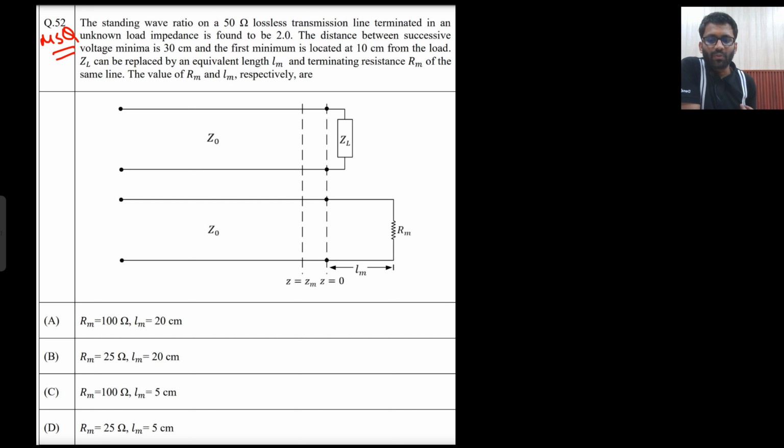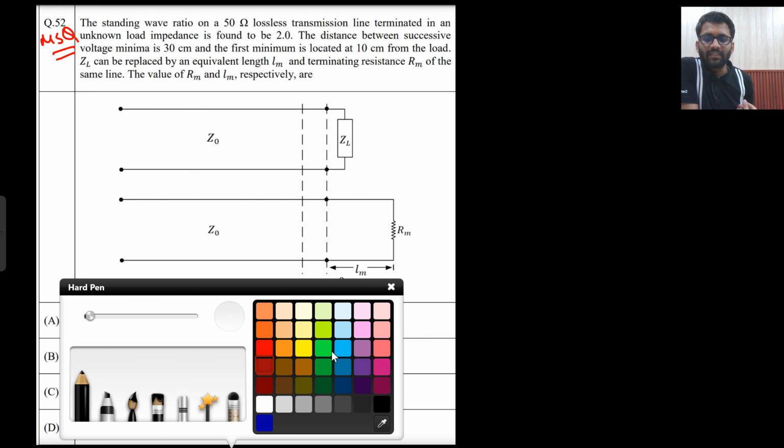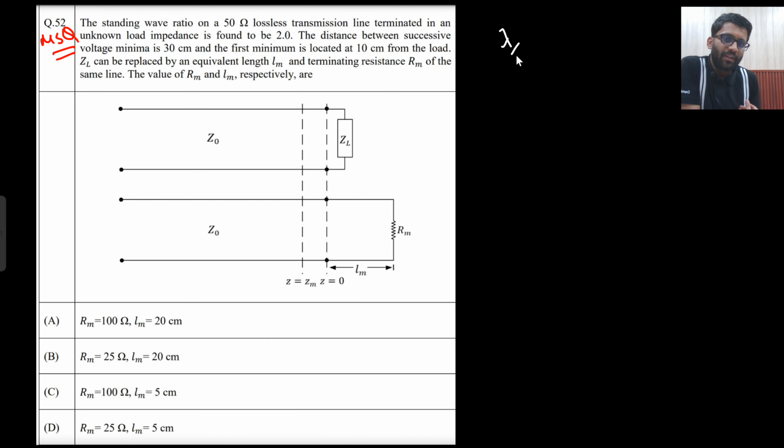So the standing wave ratio on this transmission line is 2. The distance between successive voltage minima is 30 centimeter. That means lambda by 2 is 30 centimeter. That means lambda is 60 centimeter.